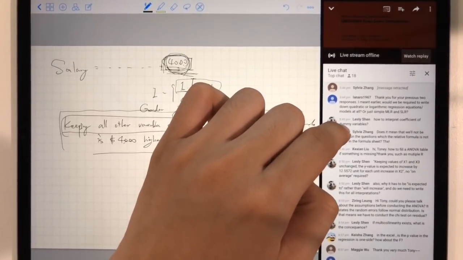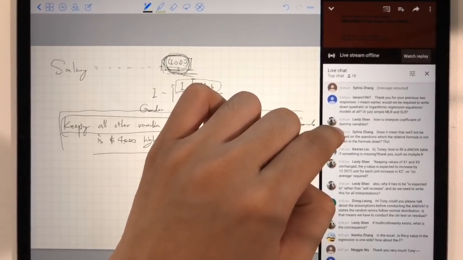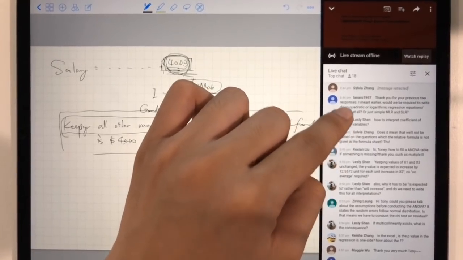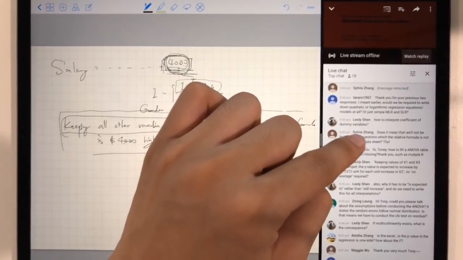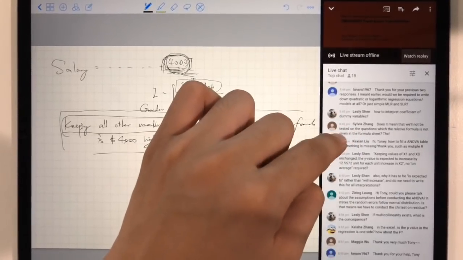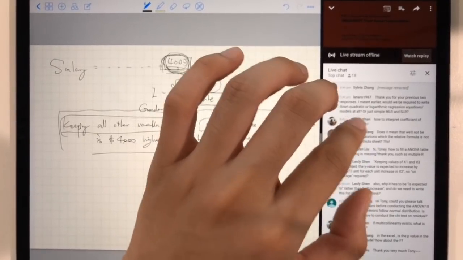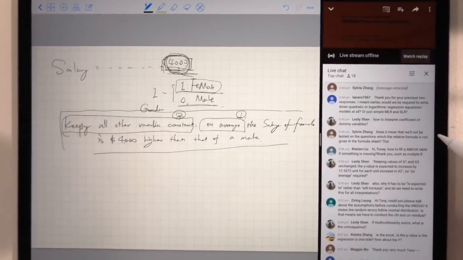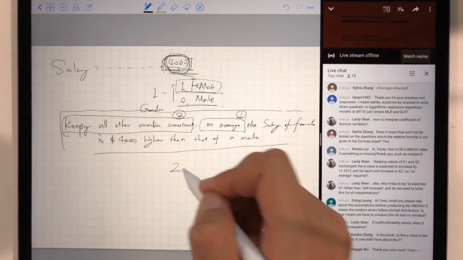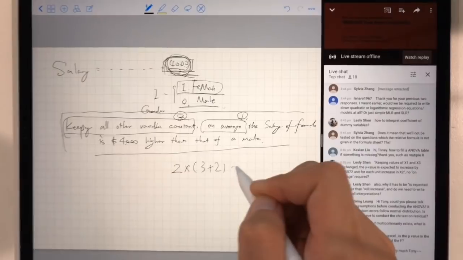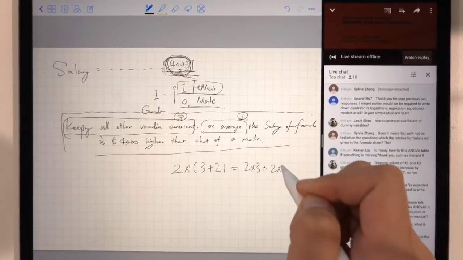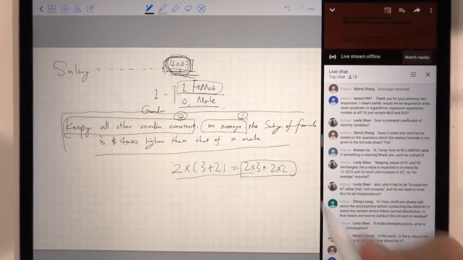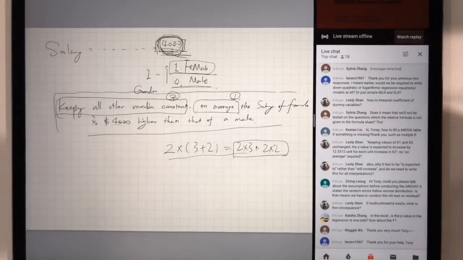Silver John asking, does it mean that we will not be tested on the question which relative formula is not given in the formula sheet? Thanks. I think so. But you'd better ask Boris to double check it, because I don't know what's going on in your final exam question, okay? But I think if formula is not there, you still need to know some formulas that are not given in the formula sheet. So for example, you have to know 2 times (3 plus 2) equals 2 times 3 plus 2 times 2, right? So it probably also be tested, but it's not in your formula sheet, right? So who knows?